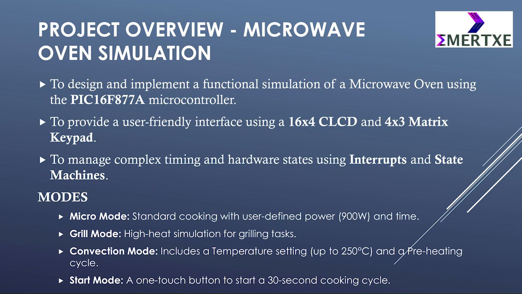The convection mode is a complex mode which involves a predefined temperature setting up to 250 degrees Celsius and a preheating cycle. After this, the user is allowed to set the timer. The fourth one is the start mode. It is a one touch button to start the 30 seconds cooking cycle.